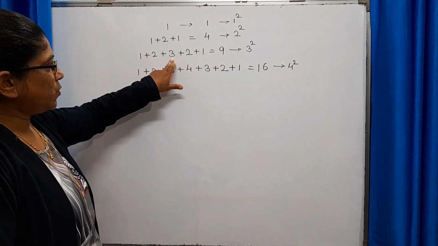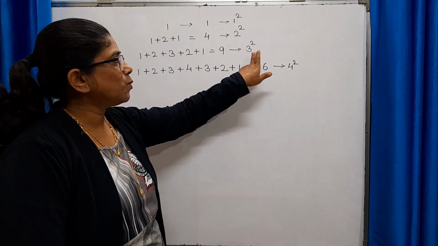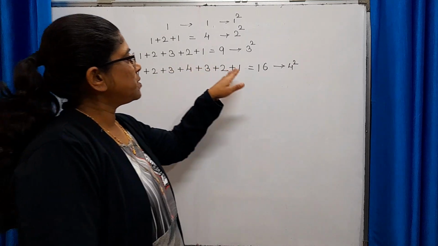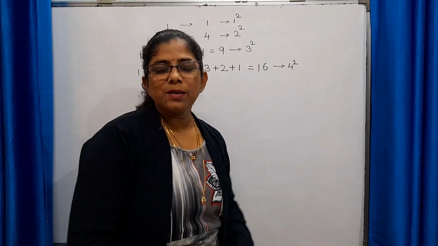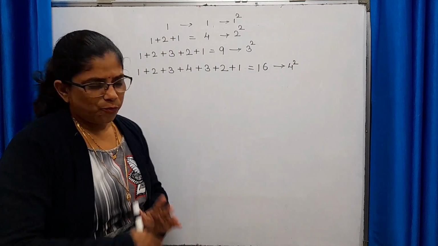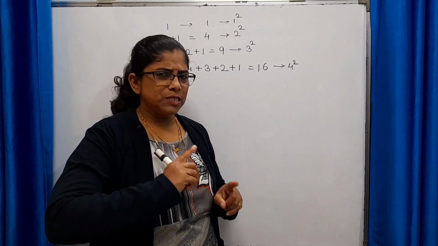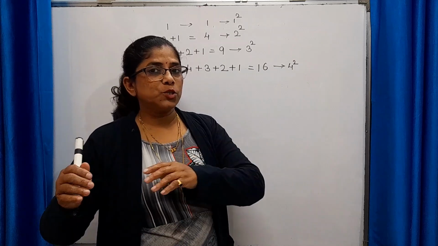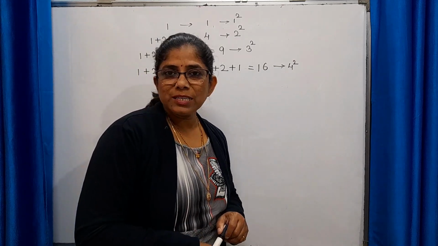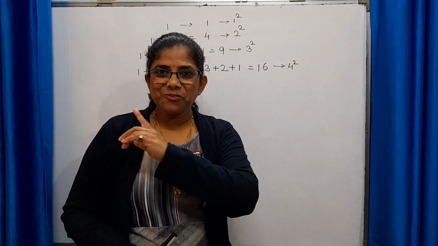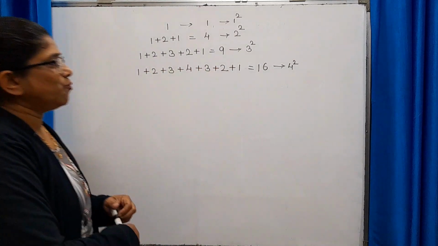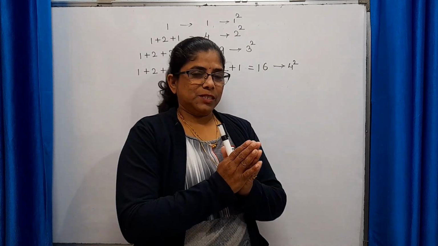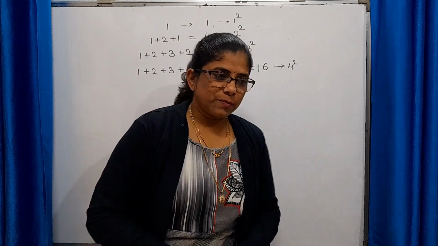1 plus 2 plus 3 plus 2 plus 1, we get 3 square. 1 plus 2 plus 3 plus 4 plus 3 plus 2 plus 1, we get 4 square. Similarly, if we write 1 plus 2 plus 3 plus 4 plus 5 plus 4 plus 3 plus 2 plus 1, what we will get? Yes, we will get 5 square, and that is 25. So, the list ends for this video.